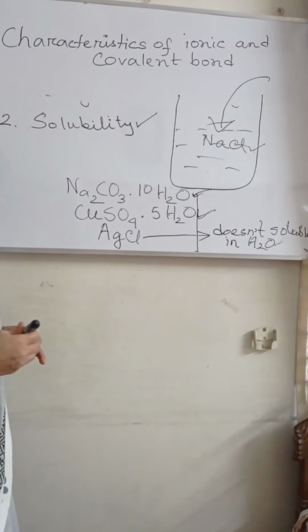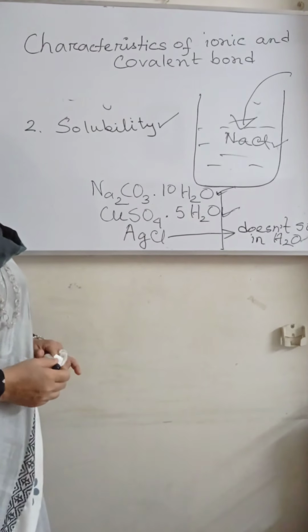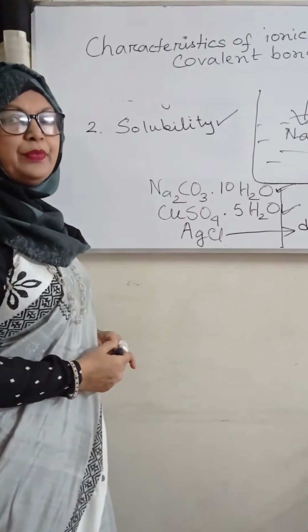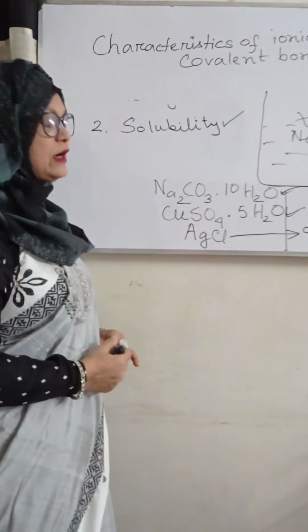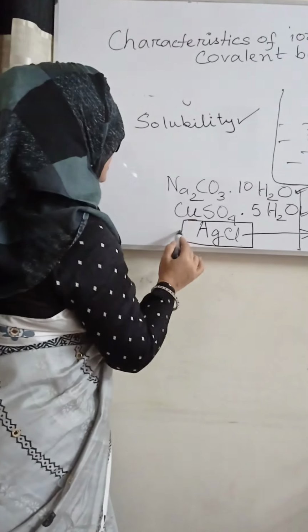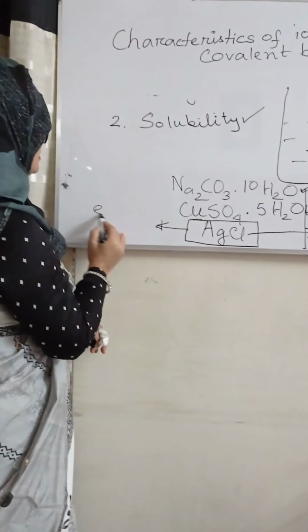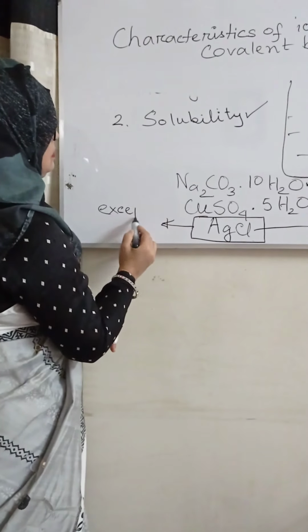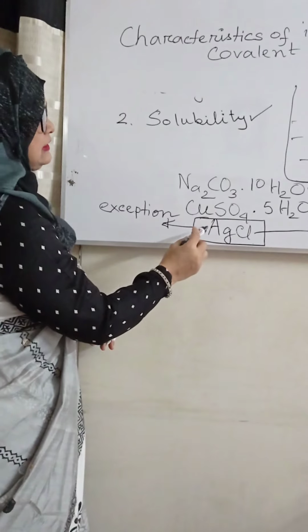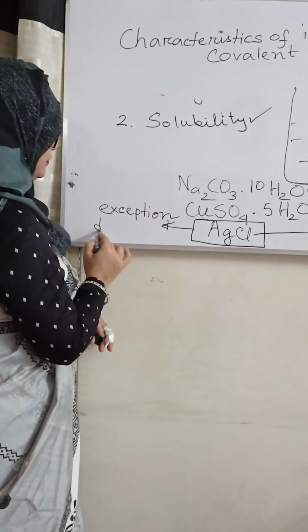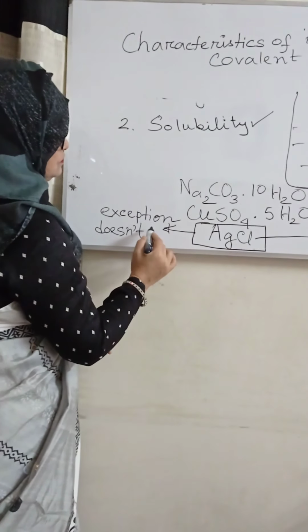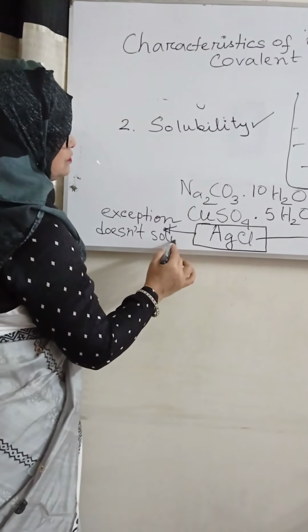From this experiment, we can conclude that apart from some exceptions, ionic compounds are soluble in water. In this case, silver chloride is an exception. Though it is an ionic compound, it doesn't dissolve in water.